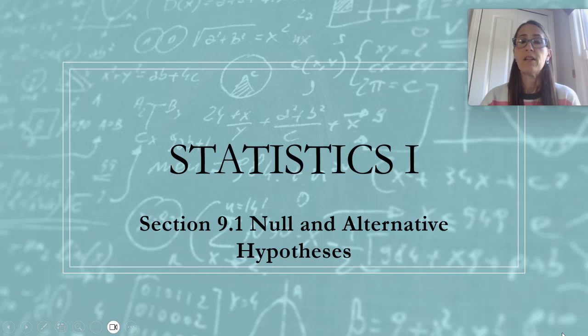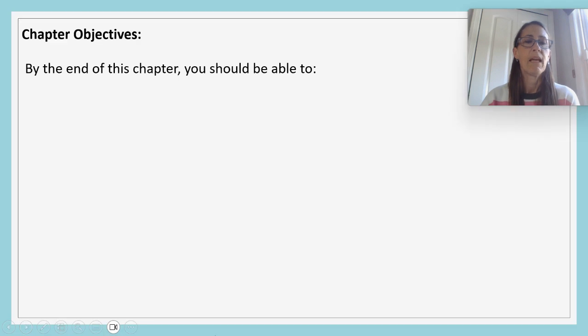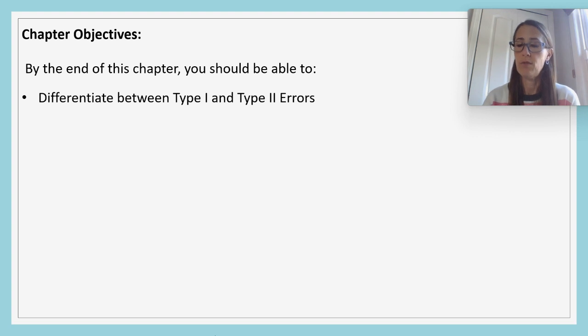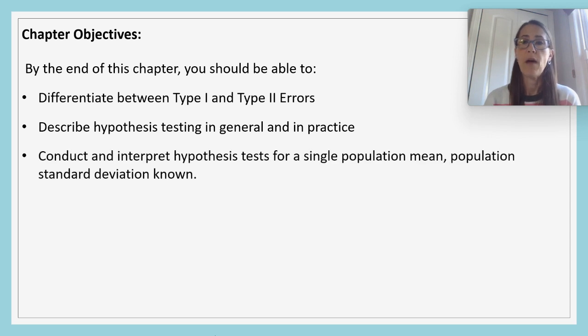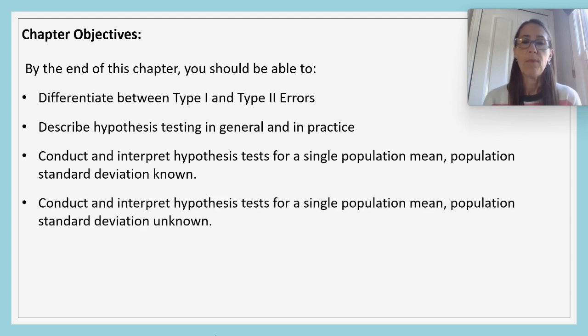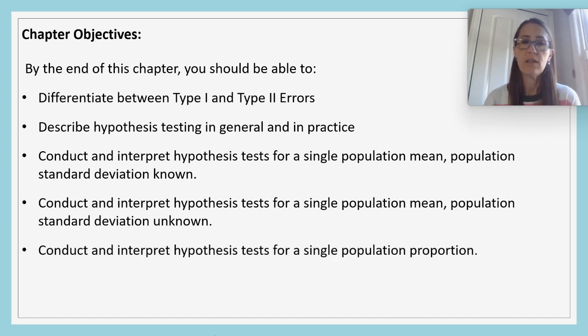This video is going to be on section 9.1, null and alternative hypotheses. By the end of the chapter, you should be able to differentiate between type 1 and type 2 errors, describe hypothesis testing in general and in practice, conduct and interpret hypothesis tests for a single population mean where we know the population standard deviation, conduct and interpret hypothesis tests for a single population mean when we don't know the population standard deviation, conduct and interpret hypothesis tests for a single population proportion.